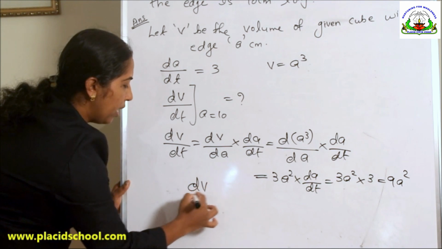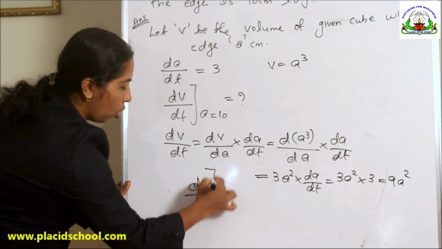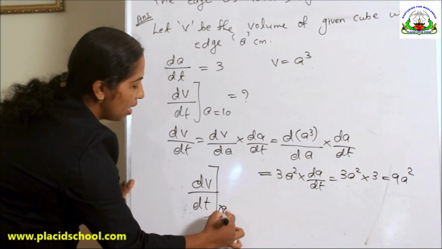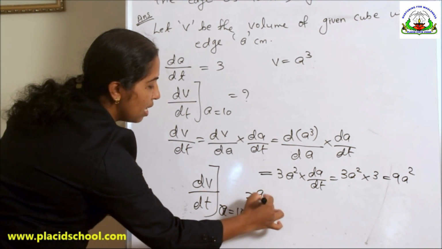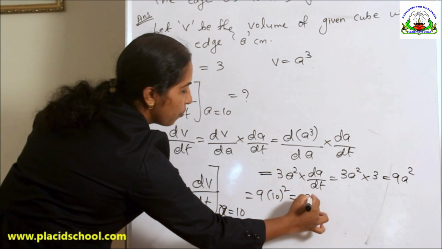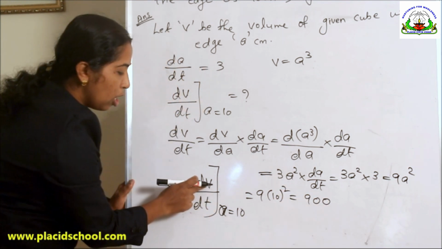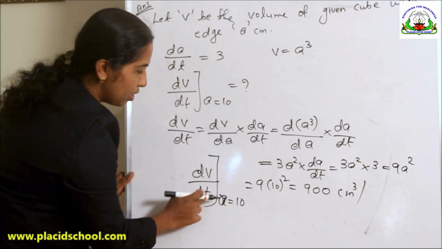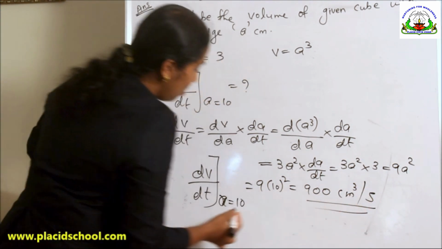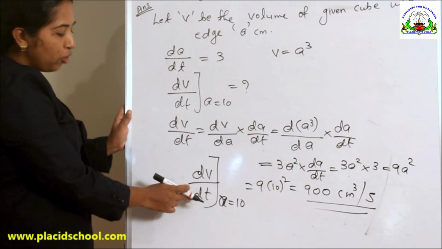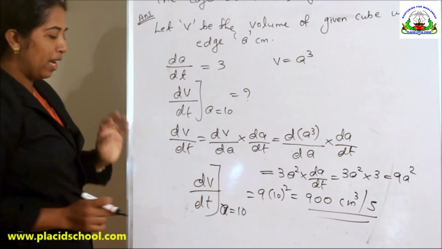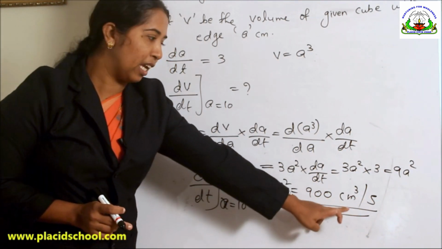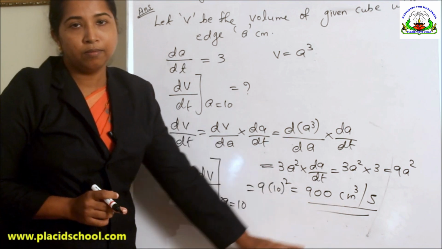Now concluding, the rate of change of volume with respect to time t when edge is 10 centimeters, 9 into 10 square, which is 900. Now unit for volume centimeter cube, unit for time seconds. Hence the rate of change of volume of the cube with respect to time t when edge is 10 centimeters, 900 centimeter cube per second. Don't forget to write the unit.